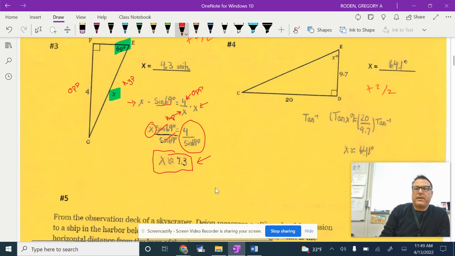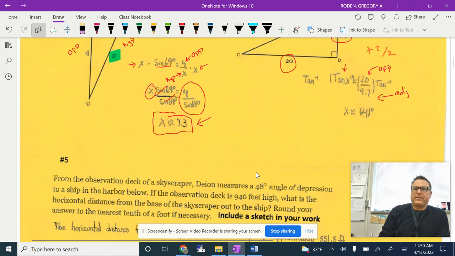All right, the next one, you want to find this angle x. Now we're finding an angle, not a side. We have an opposite and an adjacent, so we're going to use tangent. The tangent of x is equal to the opposite over the adjacent. Remember, that's what tangent is. The opposite was 20 and the adjacent was 9.7. But remember, guys, we're trying to find x, not tangent of x. So we have to take the inverse tangent of both sides, and inverse tangent cancels tangent, which just gives you x. The inverse tangent of this gives you approximately 64.1 degrees, and you're done.